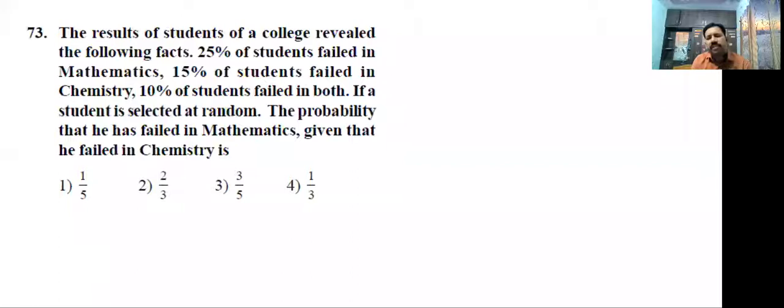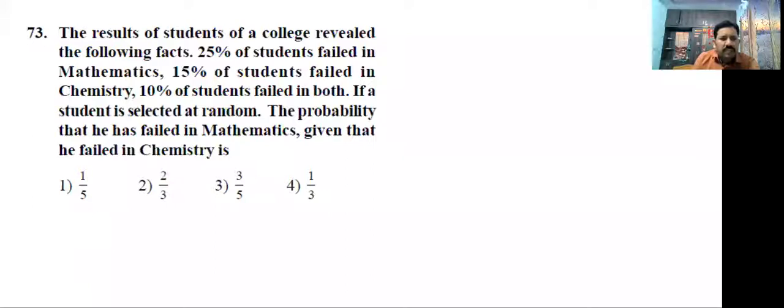In the previous class we completed conditional event, conditional probability, multiplication theorem statement and some formulas. In that concept we completed problems 70 up to 72. Now see question 73.